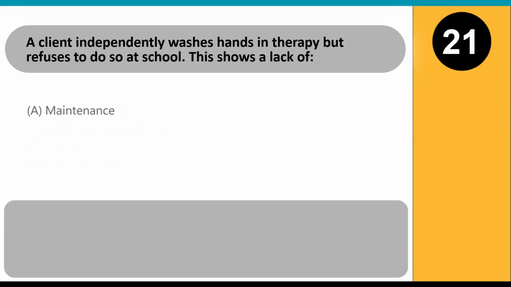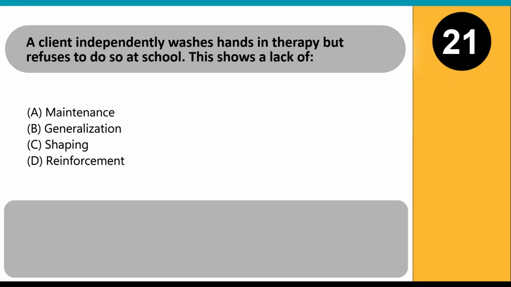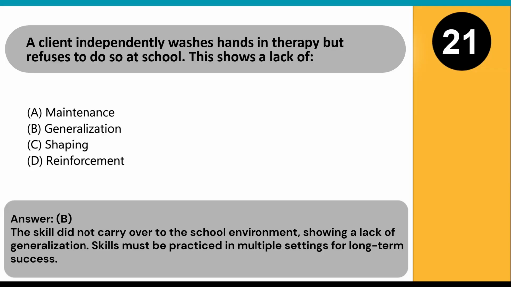A client independently washes hands in therapy but refuses to do so at school. This shows a lack of A. Maintenance. B. Generalization. C. Shaping. D. Reinforcement. Answer B. The skill did not carry over to the school environment, showing a lack of generalization. Skills must be practiced in multiple settings for long-term success.